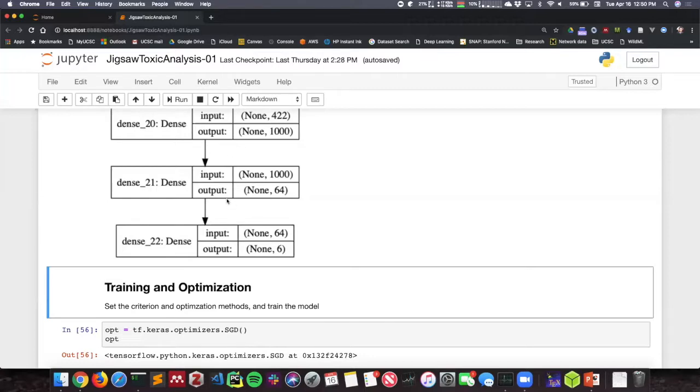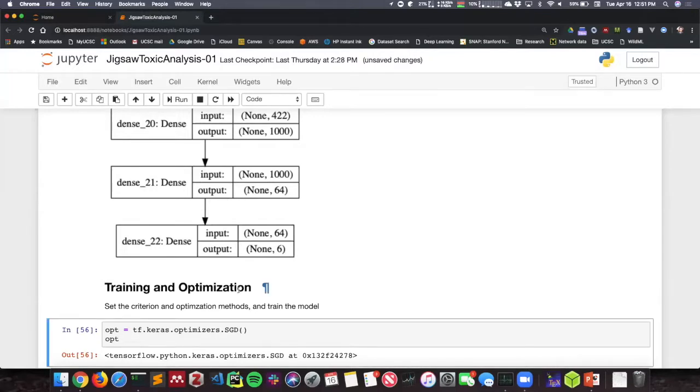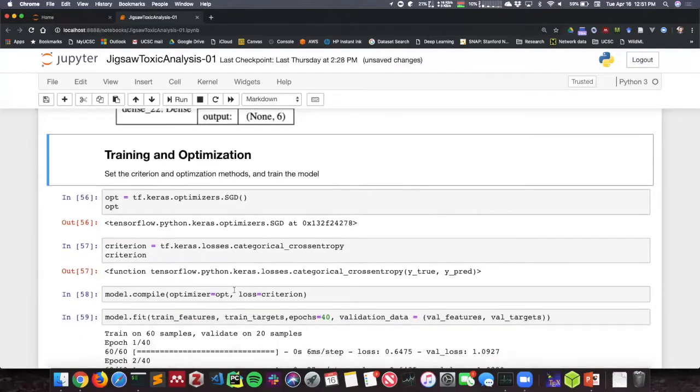Okay, let's move to training and optimization. Now you have a model, but the model has not dealt with the data yet. It's just a model sitting somewhere. How do you train it? How do you update these weights? How do you reach the set of weights which give you the best value? That's the process of training and optimization. So you need a criteria and an optimization method.